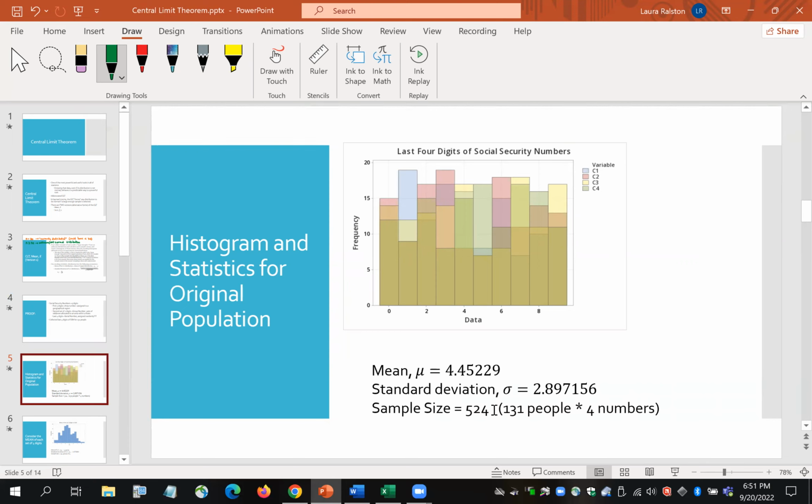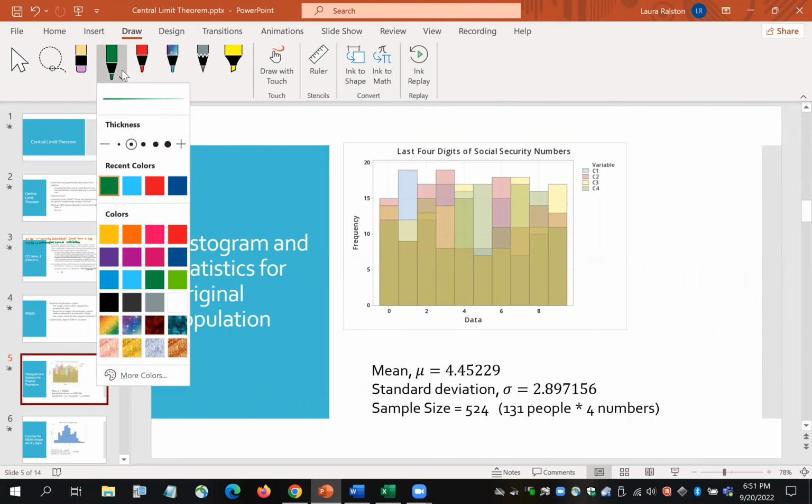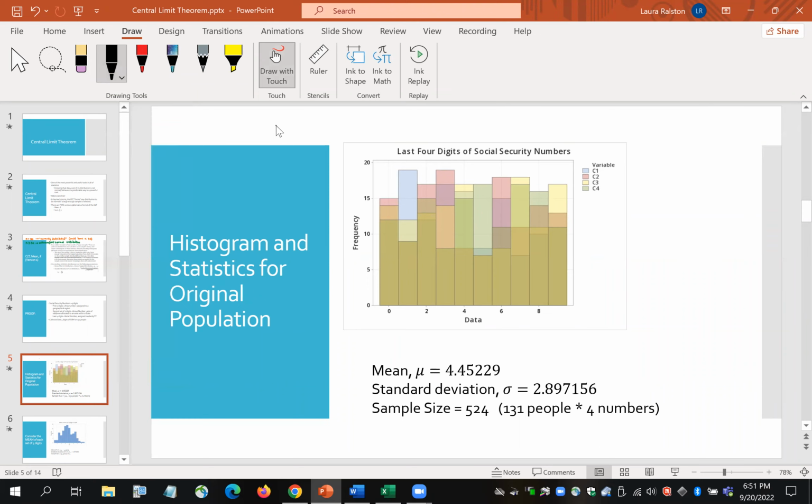So I had a total of 524 numbers. They're color coded because column 1 was blue, column 2 was pink, and so forth. But look at this distribution. What shape does that look like? Does it look normal? I certainly hope that you don't think it looks normal.